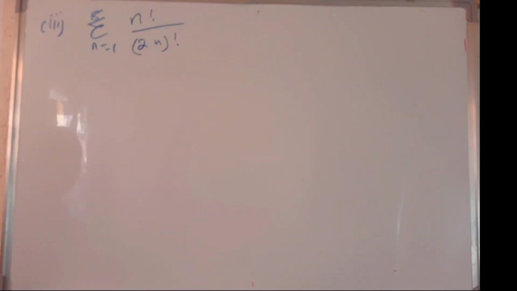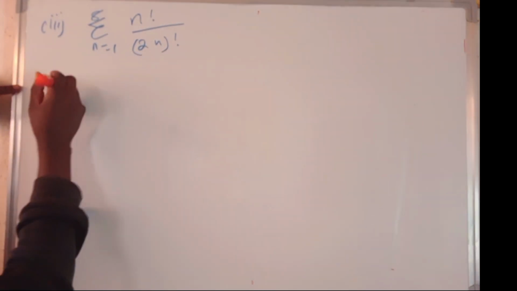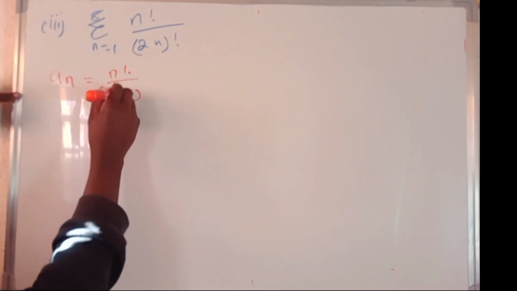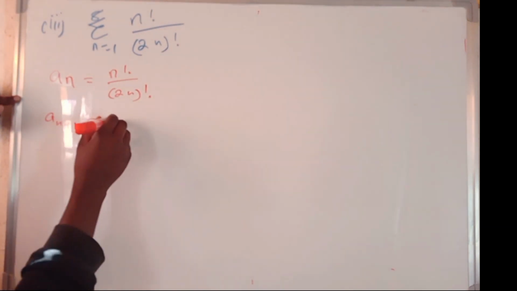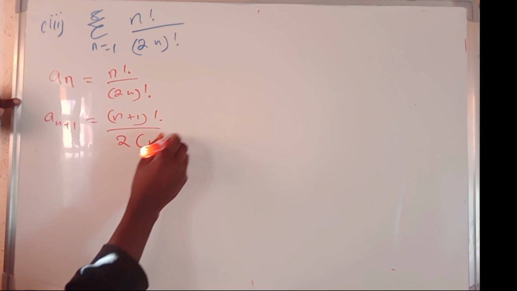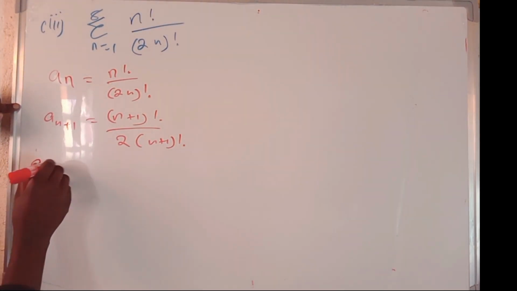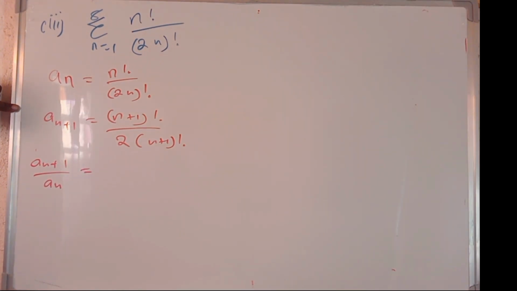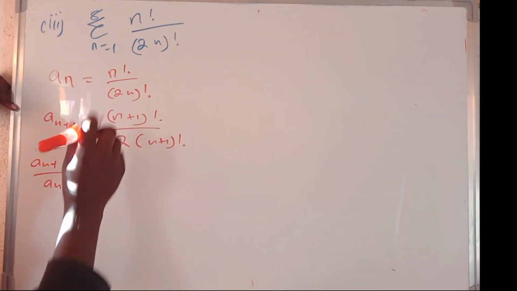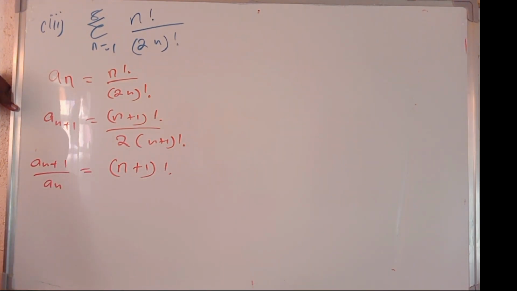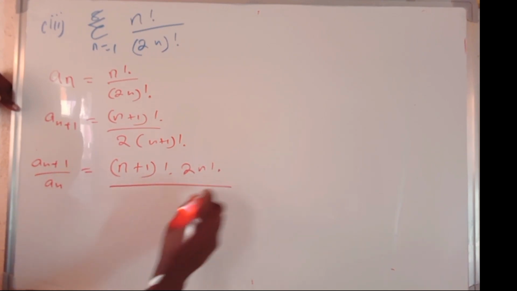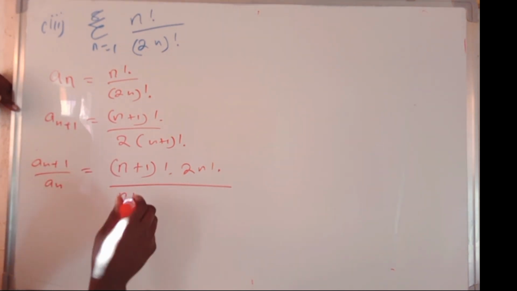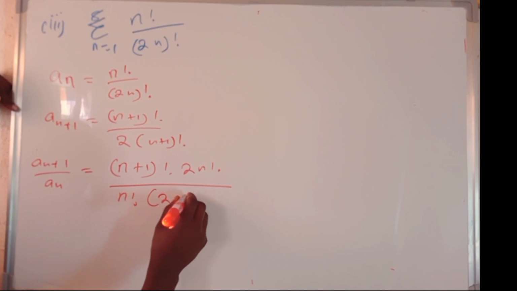Example 3. The series is given as the summation as n moves from 1 up to infinity of n factorial divided by 2n factorial. Determine whether this series converges or diverges using the ratio test. So your an is n factorial over 2n factorial. Your an plus 1 will be n plus 1 factorial over 2n plus 2 factorial. So an plus 1 divided by an, by the ratio test, is equal to n plus 1 factorial, multiplied by 2n factorial divided by n factorial, over 2n plus 2 factorial.